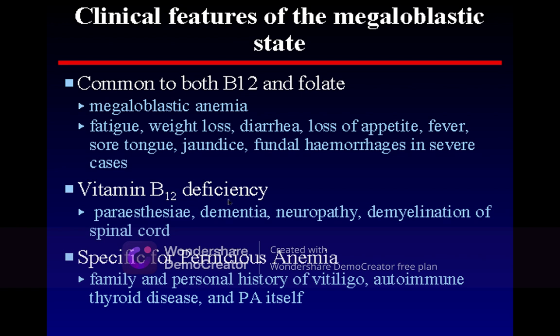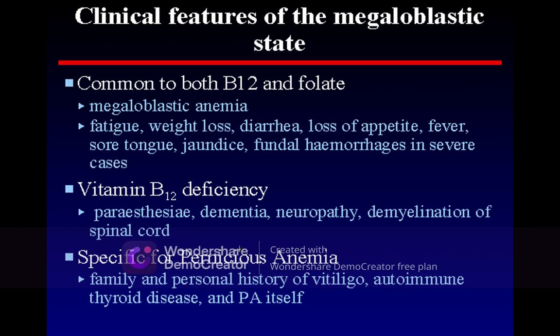B12 deficiency specific symptoms are neurological: paresthesias, tingling sensations, dementia, and gradual loss of memory even in young people, and peripheral neuropathy. And there is combined degeneration of the spinal cord. Lateral columns and dorsal columns are affected by demyelination of the spinal cord. Very specifically in cases of pernicious anemia, which is an autoimmune disease causing B12 deficiency.